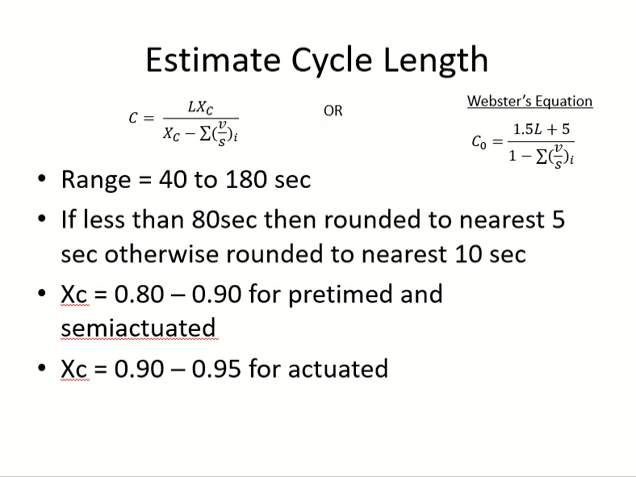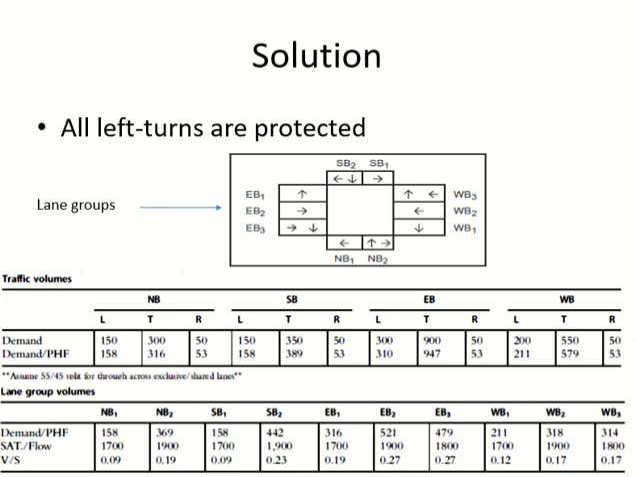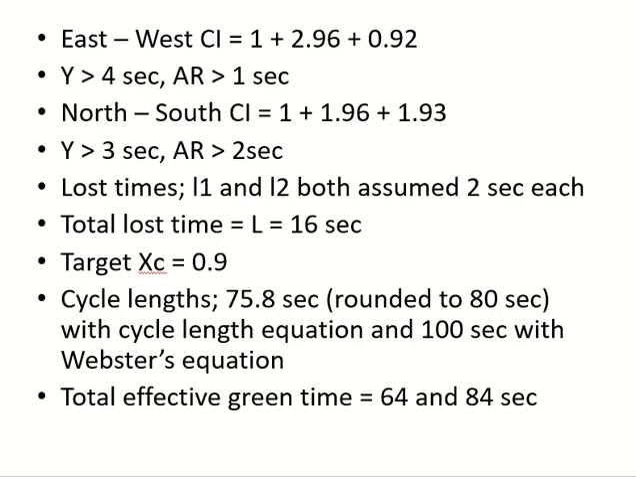The values which they got are these. This is from the normal equation, this is from Webster's equation. You can see that Webster's equation gave a higher answer. I think they rounded off to 65 and 100, this one to 65 and this one to 100.